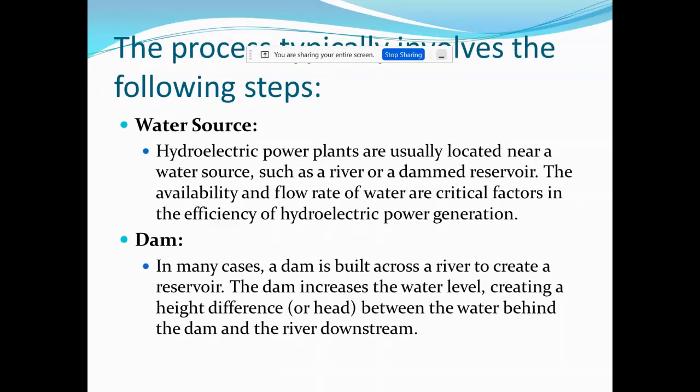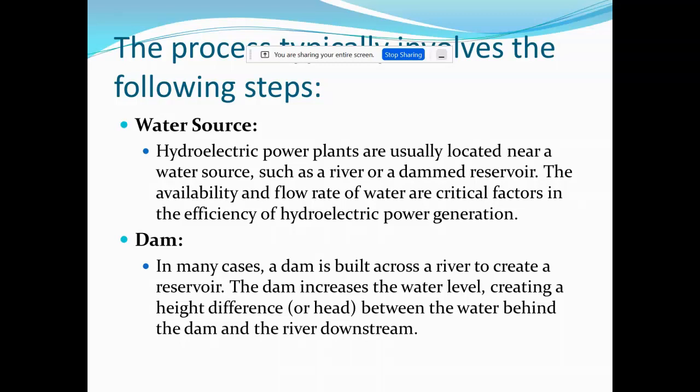Okay, let me start with the first step, the water source. Hydroelectric power plants are usually located near a water source, such as a river or a dam. The availability and storage of water are critical factors in the efficiency of hydroelectric power generation.